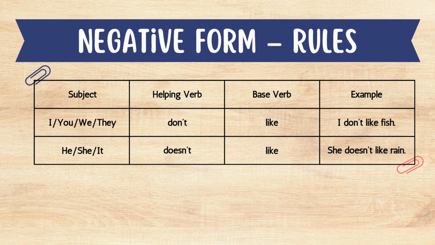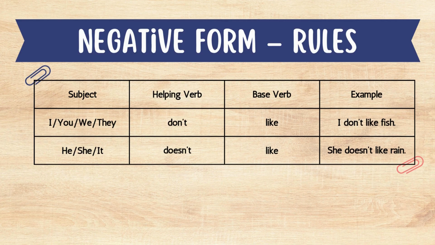So, for the negative form rules, look at your subject. So to make a sentence negative, we add don't or doesn't before the verb. Now, use don't with your subject I, you, we, they. Example, I don't like fish. So this is how we do it. I plus don't plus the base verb. Or you plus don't plus the base verb. Or we plus don't plus the base verb. Or they plus don't plus the base verb.